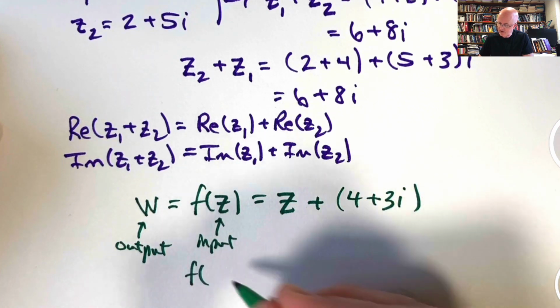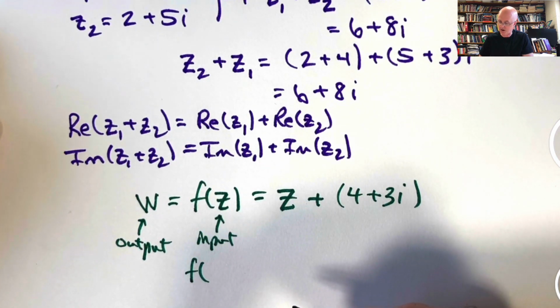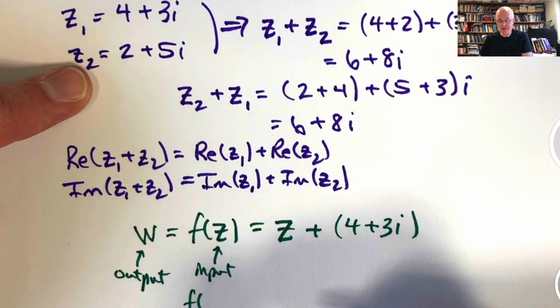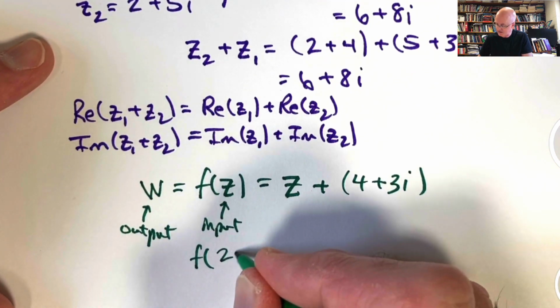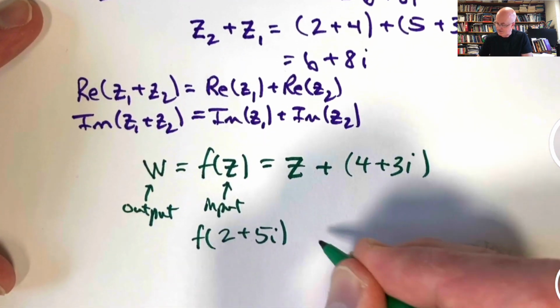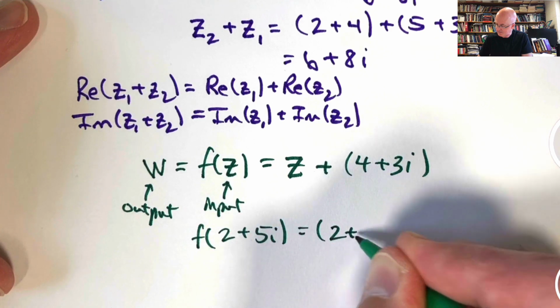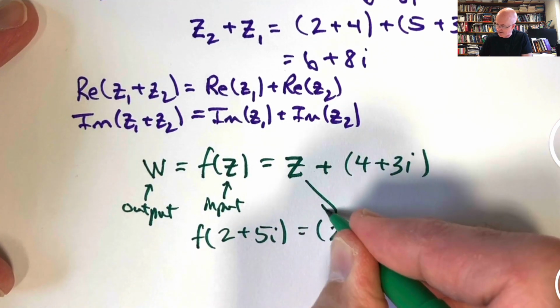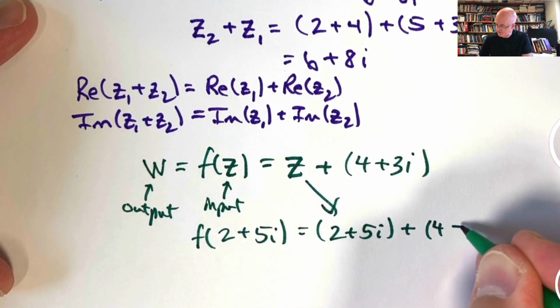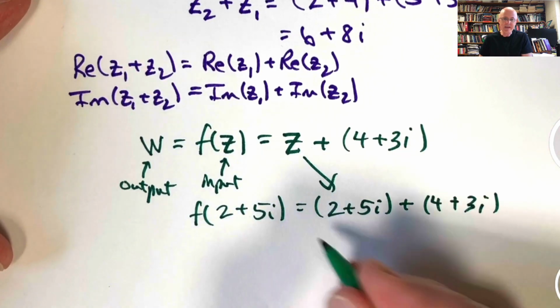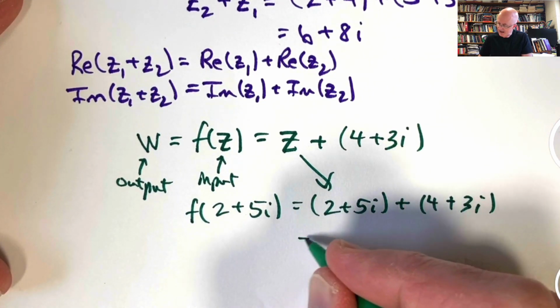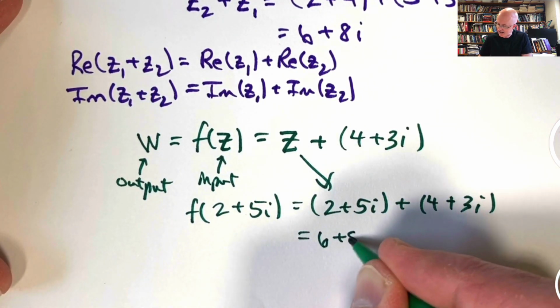I can evaluate this function at any particular number I want. In particular, I could evaluate it at z2. I could plug in 2 plus 5i, do the substitution in place of z right there, and then add 4 plus 3i to that. When the input is 2 plus 5i, the output is 6 plus 8i.